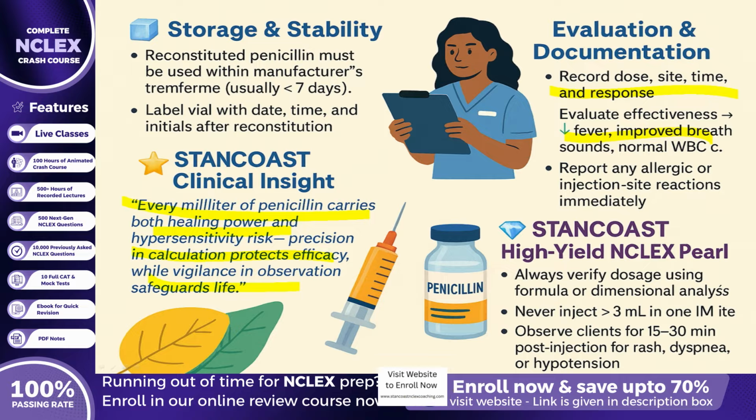And moving to the Stancoast high-yield NCLEX Pearl, always calculate medication volumes using dimensional analysis or the standard formula before preparing the dose. Verify the route and maximum safe volume, since more than 3 milliliters in a single intramuscular site increases pain and reduces absorption. Observe every client for at least 15 to 30 minutes post-injection for any allergic reactions such as rash, difficulty breathing, or low blood pressure. Finally, remember that penicillin is measured in units, not milligrams, a common NCLEX trap that tests attention to detail and safe practice.